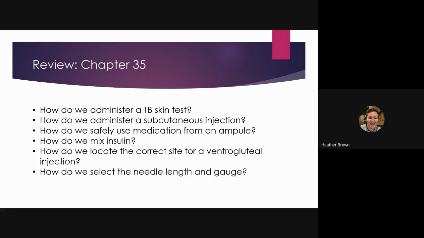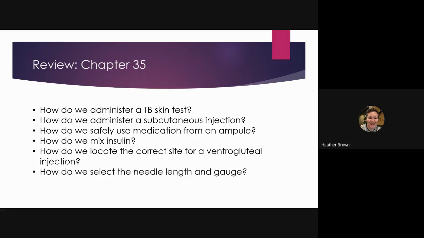And how do we select the needle length and gauge? Let's start with needle length. So we talked about it for subcutaneous, right? The size of our patient. If we're giving IM and the patient's large, they're going to need a longer needle. If we're giving an IM and the patient's smaller, they're going to need a shorter needle. It depends on where you're trying to hit. If you're trying to hit subcutaneous and your patient's larger, you might need a longer needle.